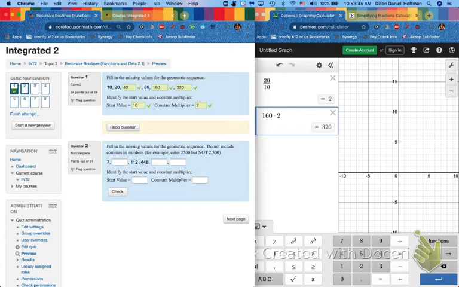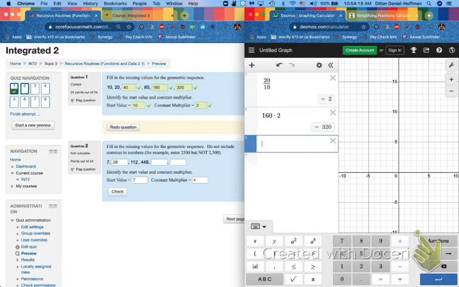Okay, number 2, now our two numbers next to each other are here. So I'm going to do 448, remember, right divided by left, always. 448 divided by 112 is 4. So my constant multiplier is 4. Remember, my start value is my first number. That's just 7. And then I can multiply these by 4. 7 times 4 is 28. 448 times 4 is 1792.